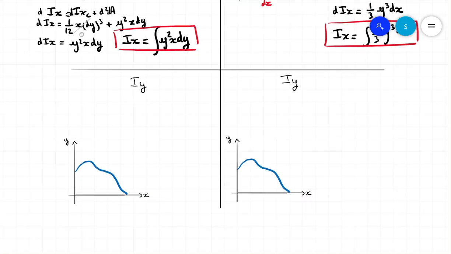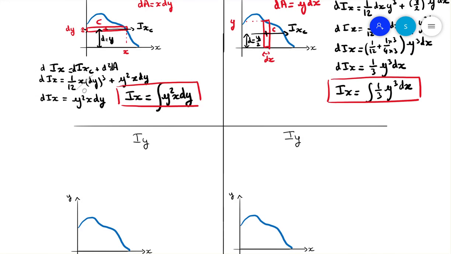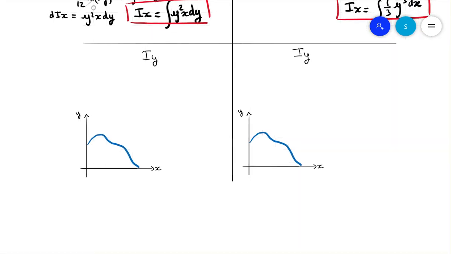Let me do it with Iy. So we did the horizontal stripes, so let's do the horizontal stripes on this side. Horizontal stripes and vertical stripe. That's easier with the y, with the vertical stripe with y. So let's do this one first. So that's the C. So now dA, so this is dx, and this is y. So dA is equal to y dx.